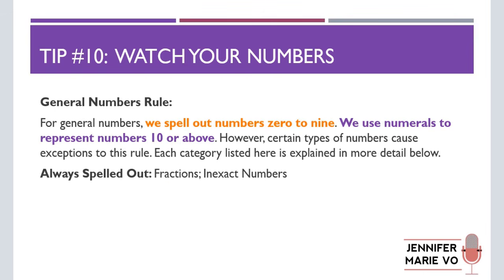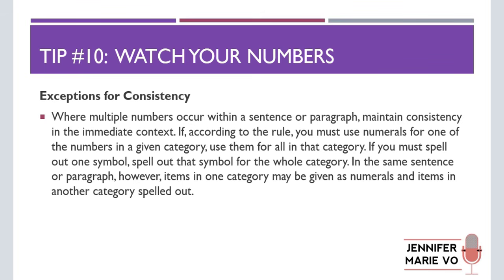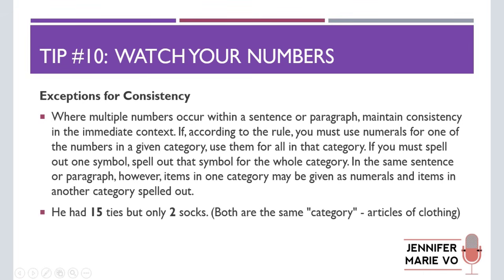So we always spell out fractions and inexact numbers, and always numerals for decimals, money, percents, addresses, time, dates, phone and serial numbers, biblical references, mathematical equations. Now, we also have some exceptions for consistency, where multiple numbers occur within a sentence or paragraph, maintain consistency in the immediate context. So, for example, if you look here, it says, he had 15 ties but only 2 socks.